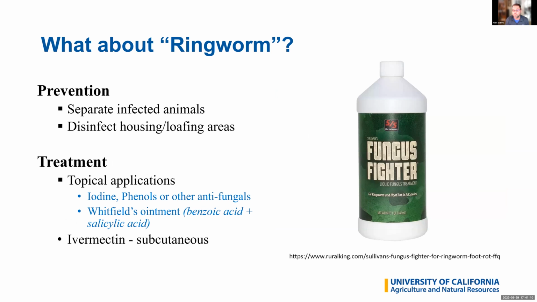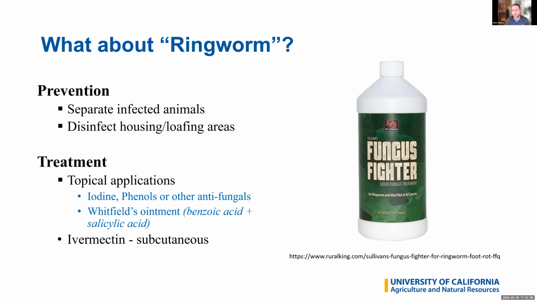So how do you control ringworm? Again, I'm not an expert on ringworm management, but I do know a little bit about it. Primarily, you want to try to prevent it if you can. And prevention is by separating animals that have clear evidence of ringworm. If they're infected animals, it's best to separate them from other animals so that they're not transmitting the pathogen, the fungus, directly from one animal to another.